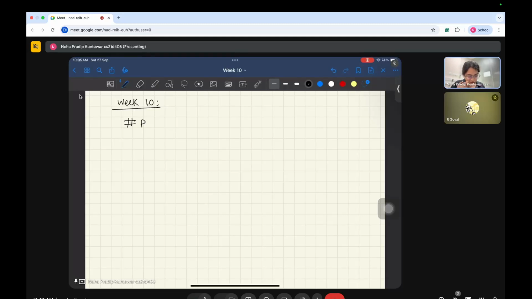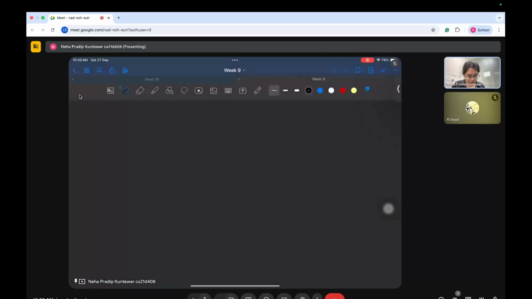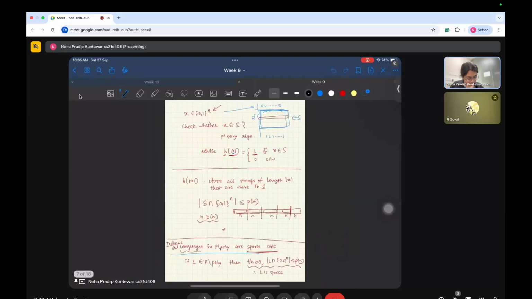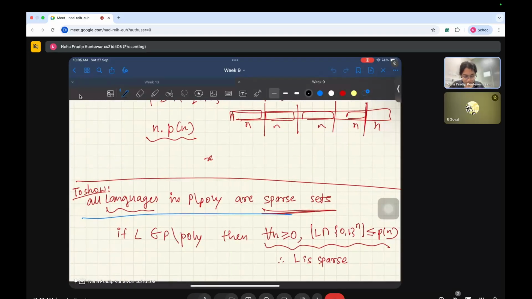So, the topics for today would be the counting class #P and pretty much about this complexity class. I just want to clarify one thing that we were discussing last time. We made this claim that all languages that are in P/poly are sparse sets. Then we were wondering whether sigma star is a counterexample to this. So actually this claim as it is is not true. That's why we had a counterexample. But there's a small modification to it that makes it true.